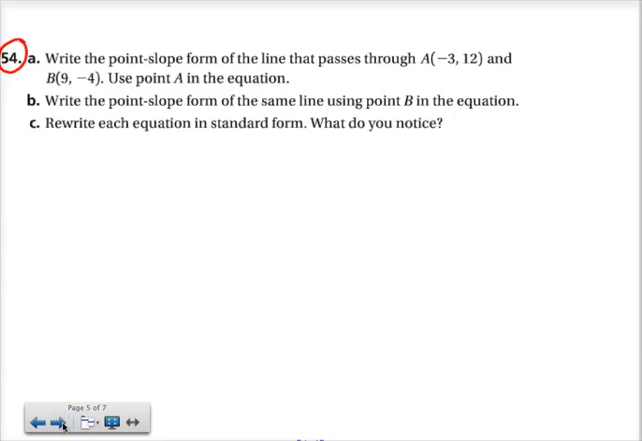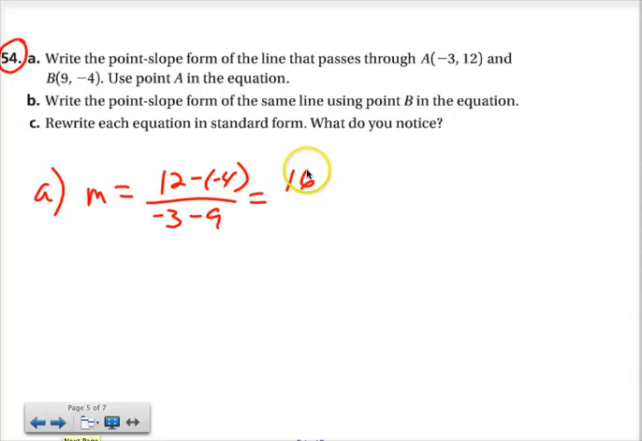And this one says, write the point slope form of the line that passes through A at negative 3, 12 and B at 9, negative 4, and use point A in the equation. So you're not allowed to pick which one you want at this point. You're supposed to use the ones they give you. The first thing you do is find the slope. So we're going to need 12 minus negative 4 over negative 3 minus 9. Well, minus a negative is a plus, so there's 16. And then 4 divides into both of these. So we get negative 4/3 for our slope.